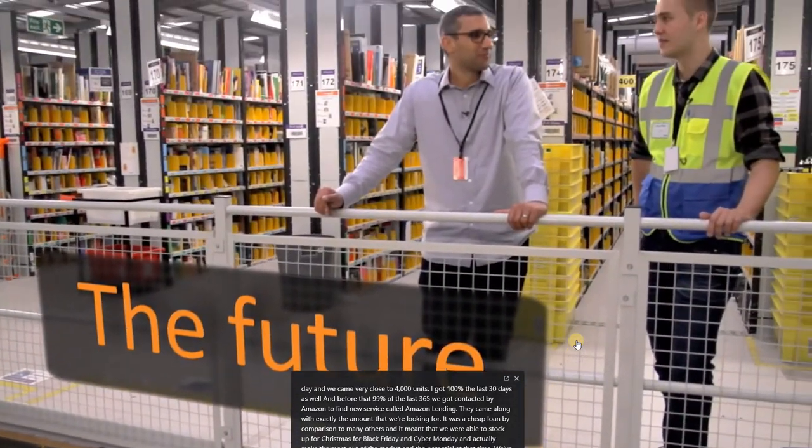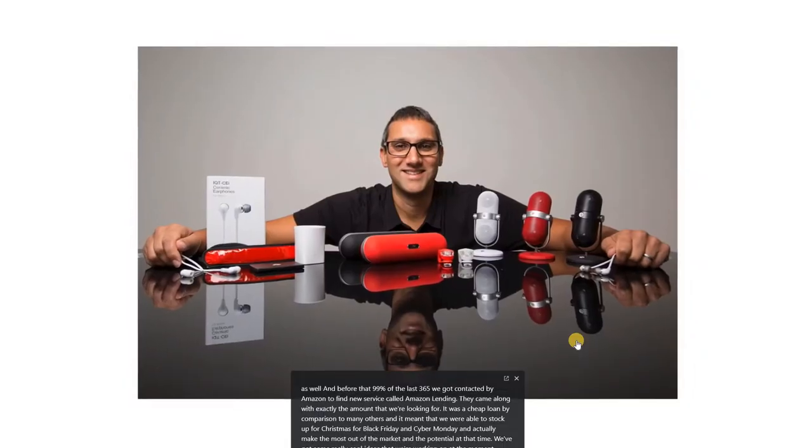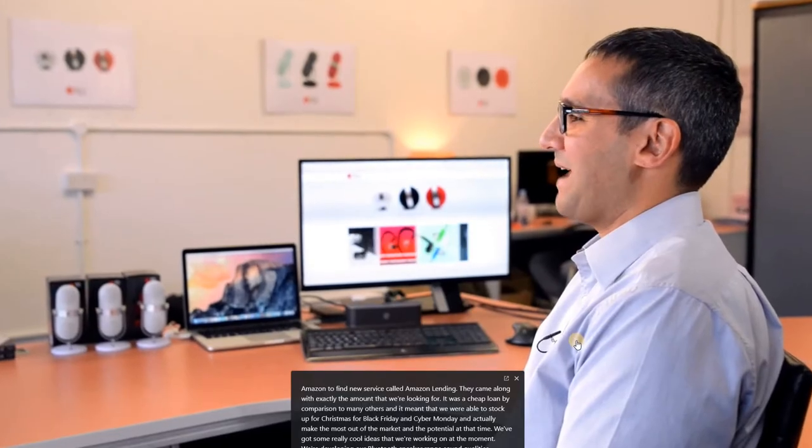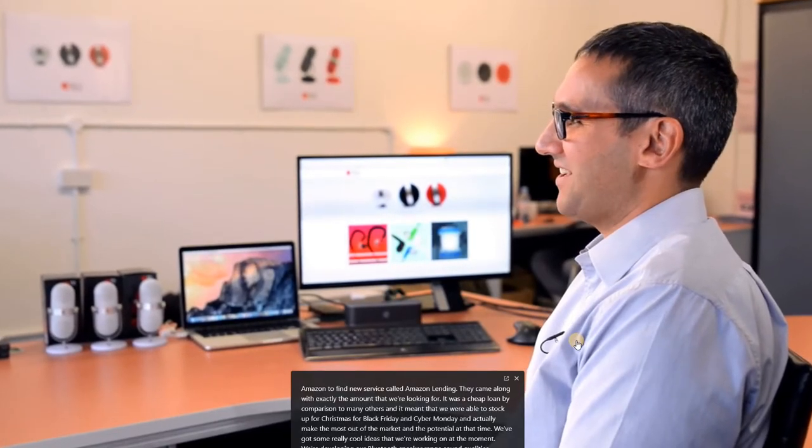We've got some really cool ideas that we're working on at the moment. We're developing our Bluetooth speaker range. The sound quality is phenomenal on them, and the styling is absolutely mind-blowing. I'm really, really chuffed with it. I can guarantee definitely we wouldn't be where we are now if it wasn't for Amazon.